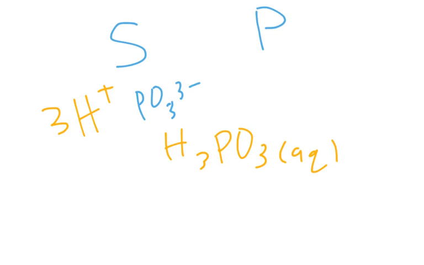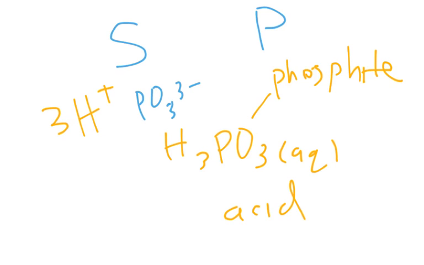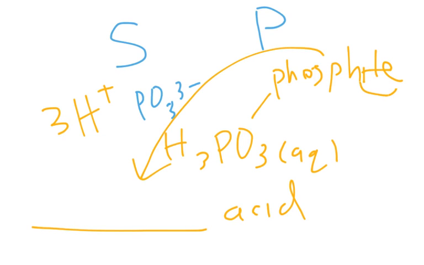Now, let's try to figure out what this is called. So this is phosphite. And in order to name the acid, we just put acid, right? And in the blank, we plug this in, but we change the ending of an ite to an ous. So will our acid be called phosphorous acid? Well, not exactly.